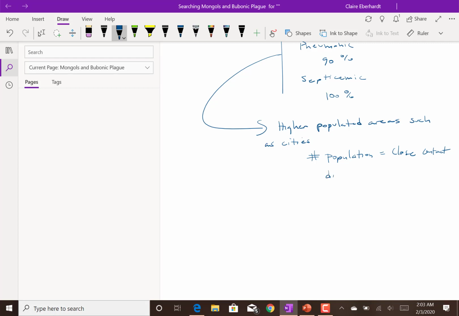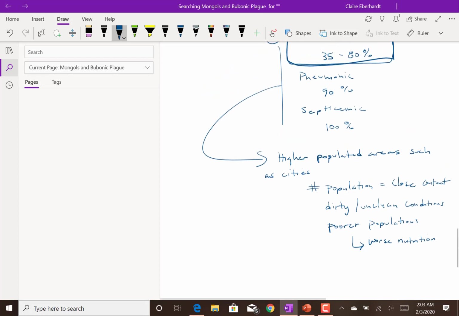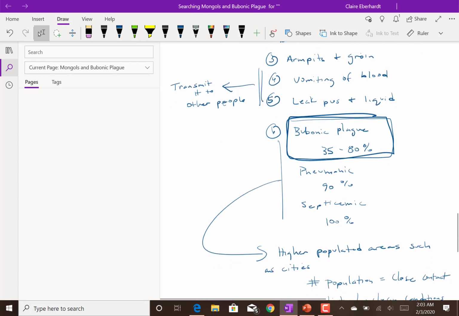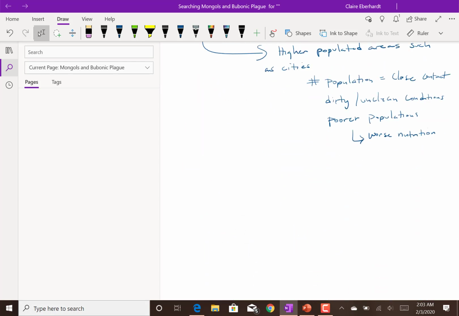Any type of dirty or unclean conditions, and then of course poor populations. This usually was connected to worse nutrition in food, and this was more likely to mean that you were likely to die from it, just because you didn't have the nutrition or healthiness to fight off the disease, versus someone who was in a cleaner area that wasn't getting infections, even if they did get the plague, and then had a healthier diet that would allow them to survive.